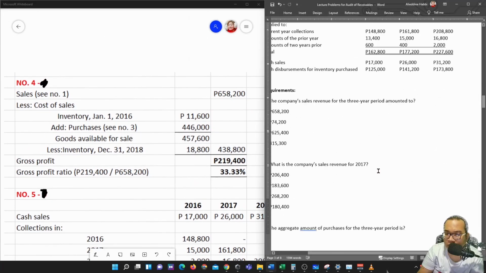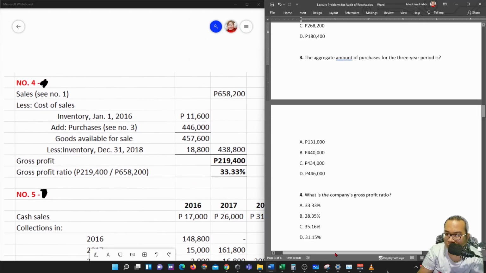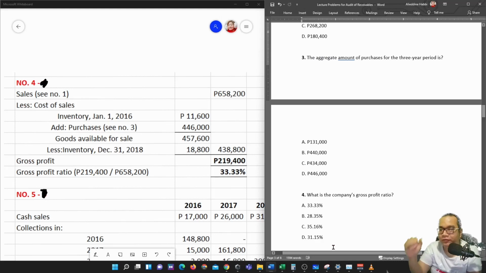So, ang sabi, ano yung question? What is the company's gross profit ratio? Paano malaman ang gross profit? Total sales, hanapin mo. Gross profit, hanapin mo. Divide mo silang dalawa. Gross profit divided by the sales. Okay, meron ka ng gross profit ratio.